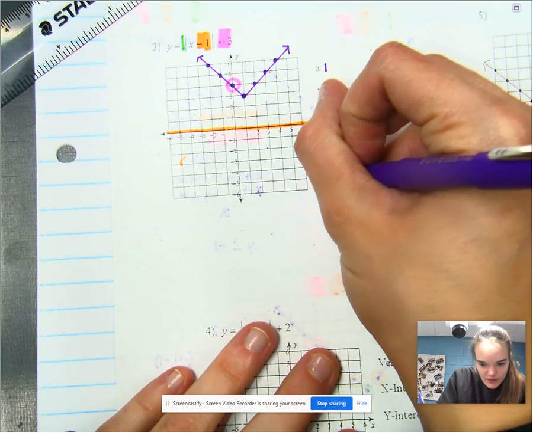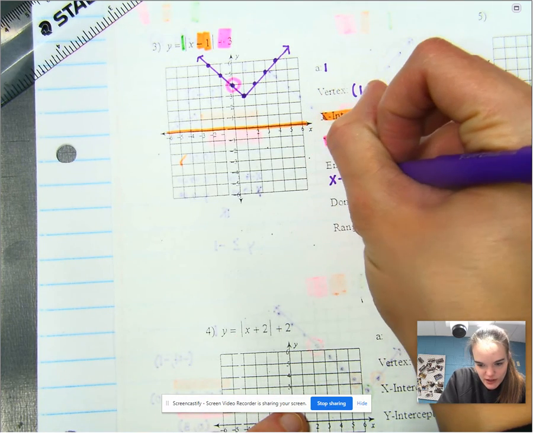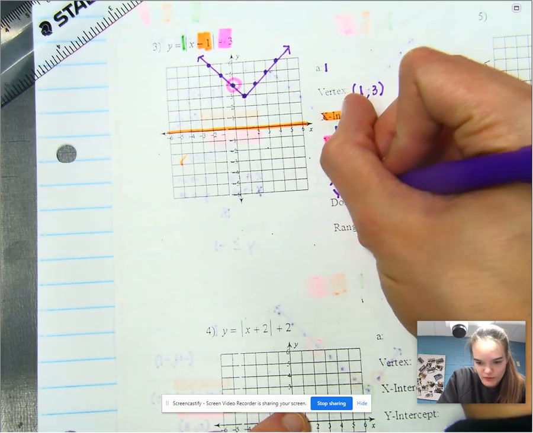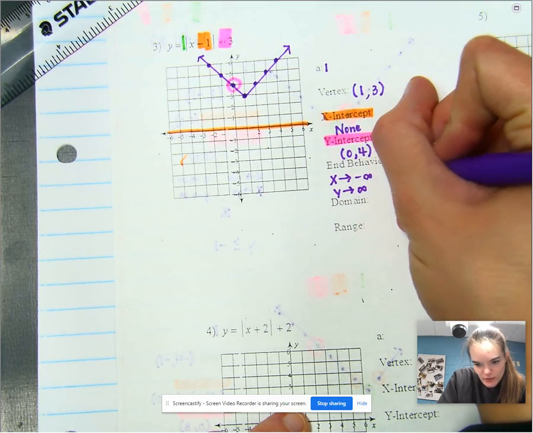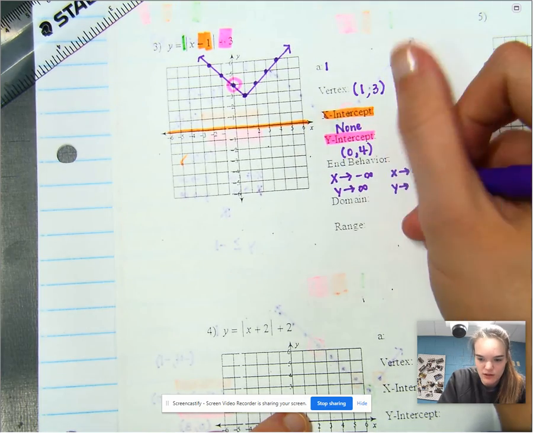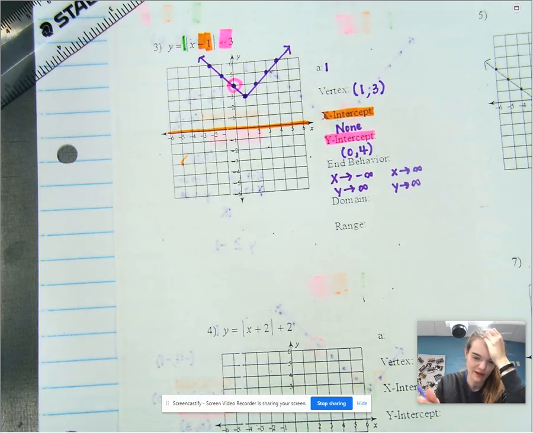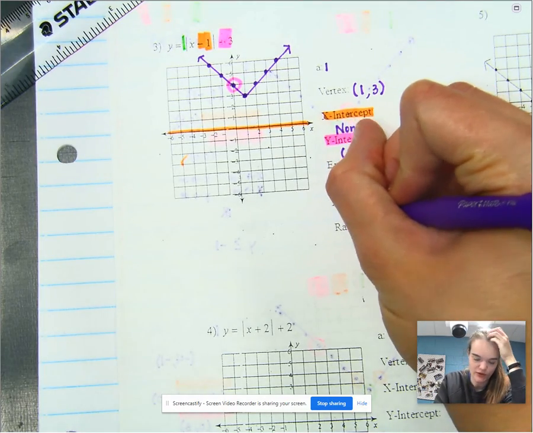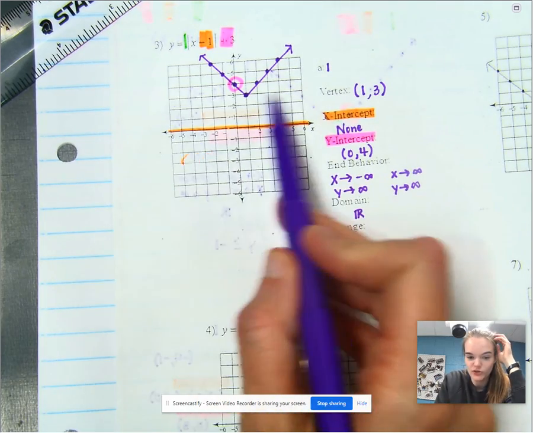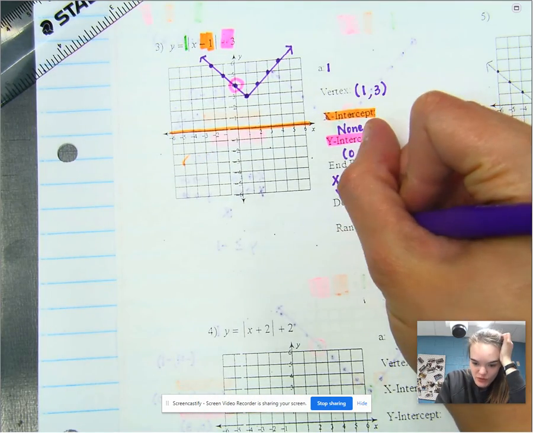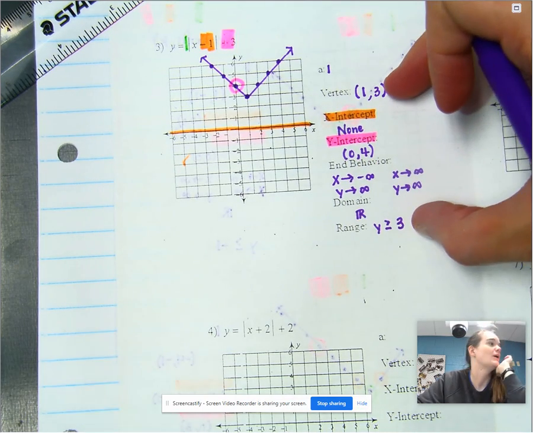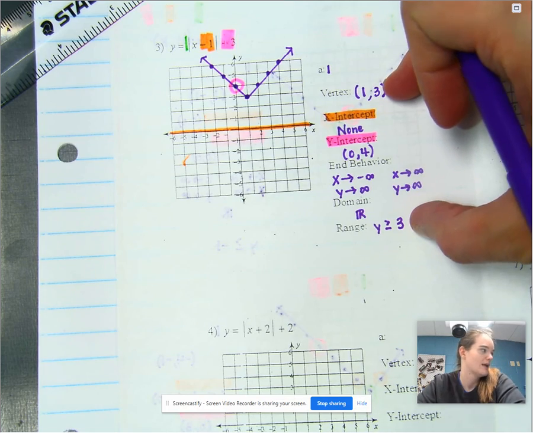Okay, in behavior. When x approaches negative infinity, y approaches, going up, positive infinity. When x approaches infinity, y approaches infinity. The domain is still all real numbers. The range is what's different on this one. The range, these y's, do not start till +3. So the range is y is greater than or equal to +3. In case you haven't noticed, the y value of the vertex and the range match.